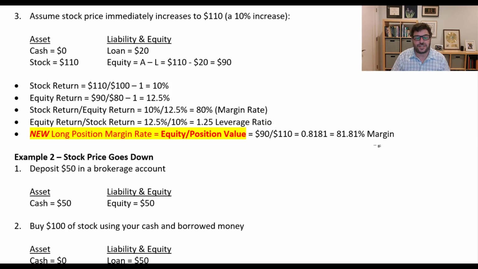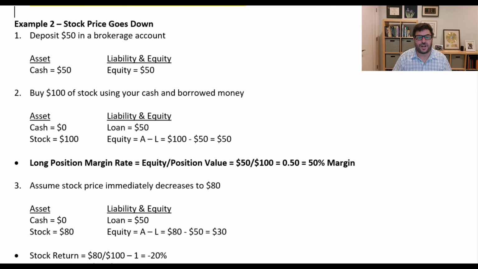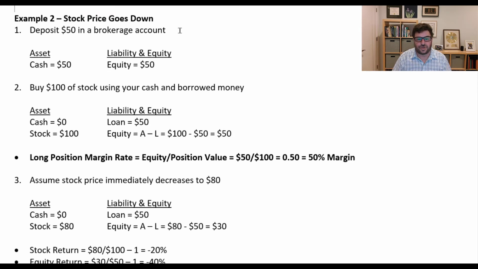Let's look at a different example. Now, instead of funding the brokerage account with $80, I'm going to fund the brokerage account with $50. I'm going to deposit $50 in the brokerage account. And so now I have 50 in cash and 50 in equity. And I'm going to buy $100 worth of stock using the cash and now the borrowed money of $50. And so my margin rate is 50 divided by 100. It's this 50 right here, the equity, divided by this 100, the value of the position, and I have a 50% margin rate. And remember, that's the minimum.